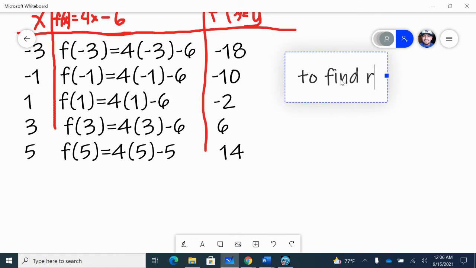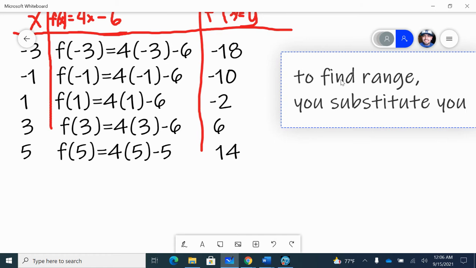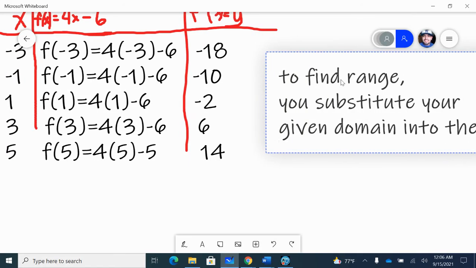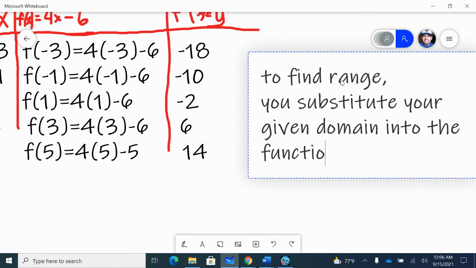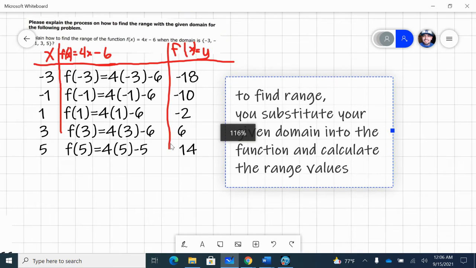To find range, you substitute your given domain into the function and calculate the range values. Notice how I'm being very specific here.